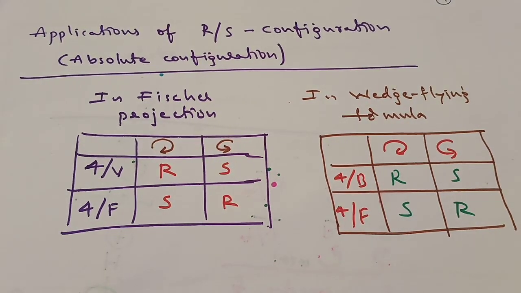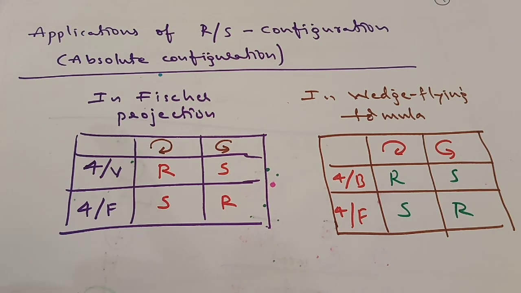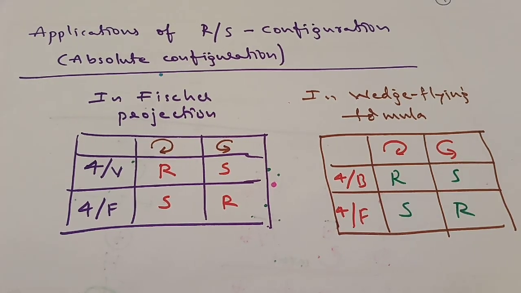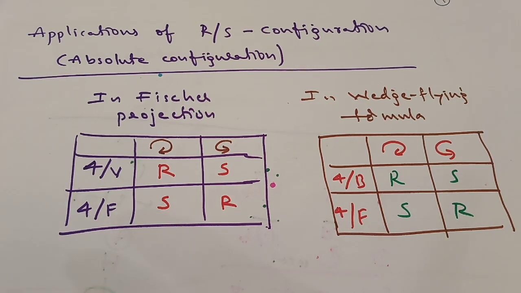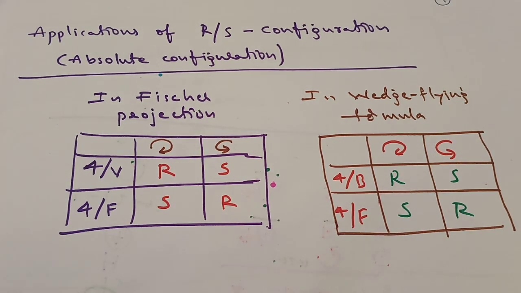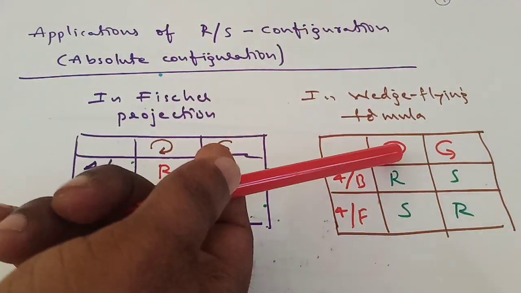So guys, this is what we discussed already in our last class. Let me remind you once again how to assign the absolute configuration. According to the CIP rules, first we have to give priorities to the 4 different groups present on the chiral carbon. After giving the priority, we have to view the molecule from the first to second, second to third prioritized groups, and see how our eye direction is rotating. Based on the direction of the rotation, we can assign the absolute configuration, and we discussed 2 different cases: one is the Fischer projection formula, another one is the wedge formula.